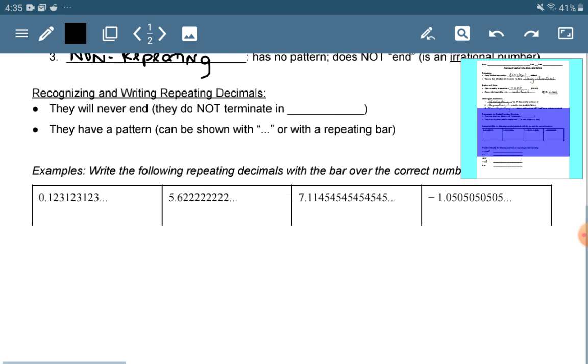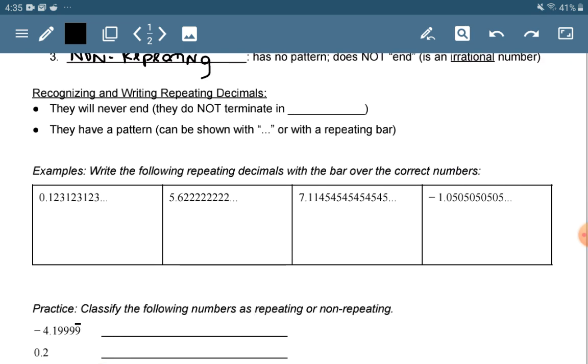One of the things we're going to practice a little bit is recognizing and writing repeating decimals. Again, they're never going to end, so they are not going to terminate in 0. Instead, they're going to continue in some type of pattern. This pattern can be shown with the 3 dots or with a repeating bar. The repeating bar is what we're going to practice writing with. So in these examples below, we're going to put the bar over the correct numbers. We always want to put the bar over the numbers that repeat and only the numbers that repeat.